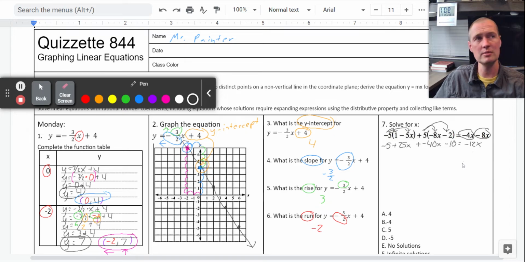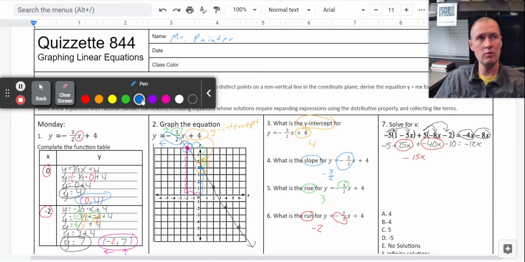Now you're probably thinking, well, Mr. Painter, I thought it'd be +4 or -4. No. If you lose 4 x's and you lose another 8 x's, altogether you lost 12 x's. So now we're there. What I like to do is combine like terms here. So what I'm going to do is combine 25x and -40x. Now, if you have 25 x's and you lose 40 of them, that will put you in the negative because you lost more than you already had. Now, the difference is 40 minus 25, you're down 15 x's there.